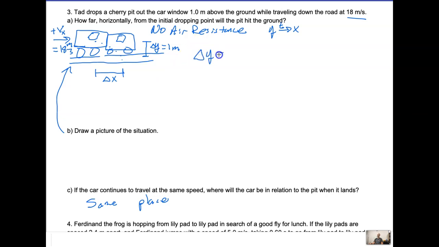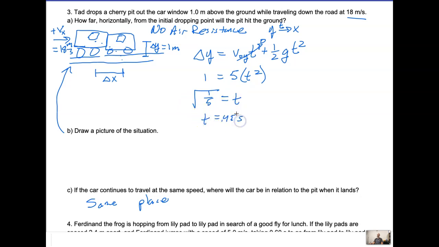Time to fall, because it's falling, is in the delta y. That's equal to the original speed in the y times time, plus 1/2 of gravity times time squared. Delta y, we know, is 1 meter. Velocity in the y is 0, so this whole term goes bye-bye, and we have 5 times our time squared. So that would be t squared. Now we need to solve this. So 1/5 square root is equal to t, and so our time here is equal to 0.45 seconds.